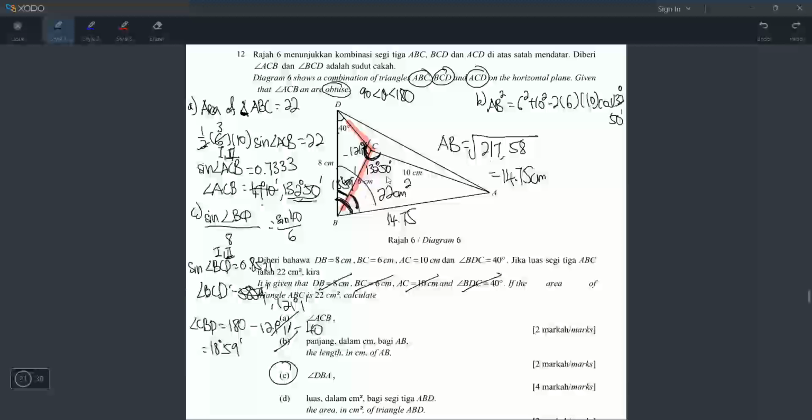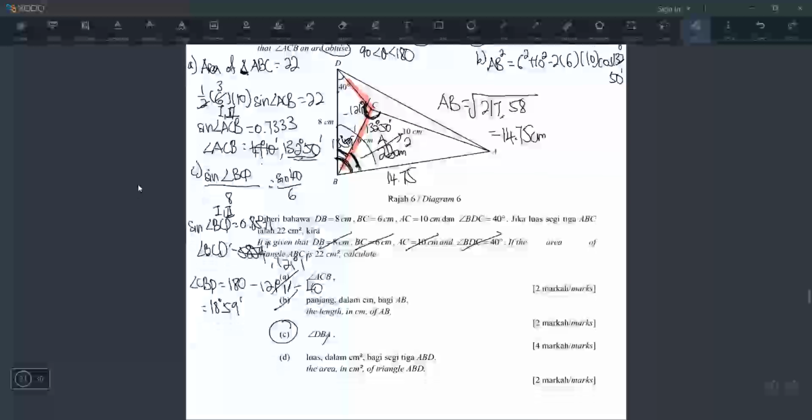Okay, they want DBA. I only found the other angle. So I still need to find this. How do I find this now? Can I use the sine rule for this triangle? Let's see. We have the side opposite the angle and we also have one complete pair. So yes, we can use the sine rule, right?